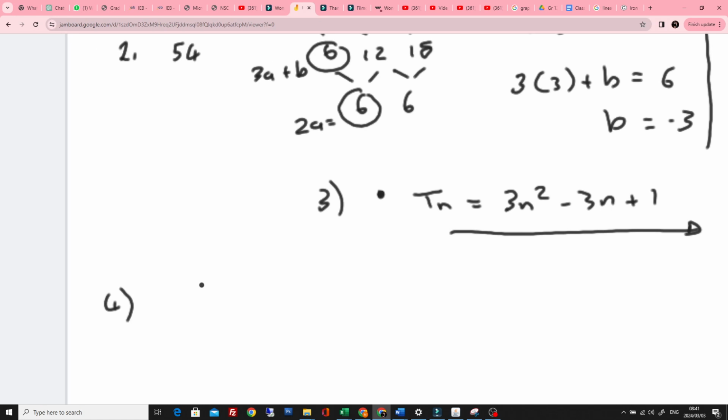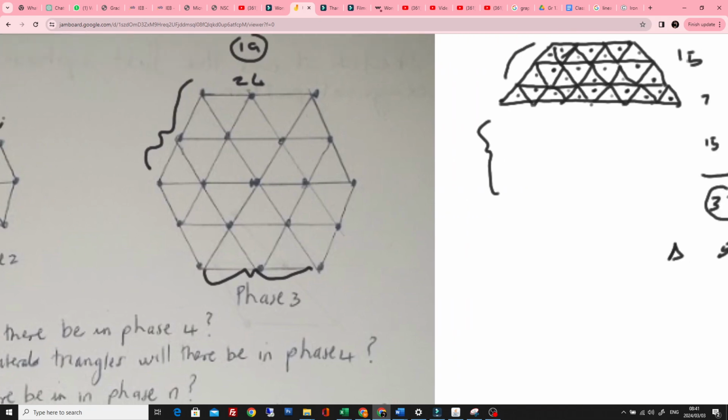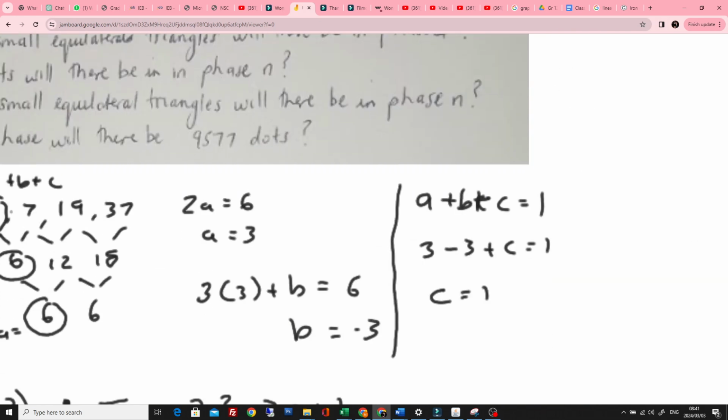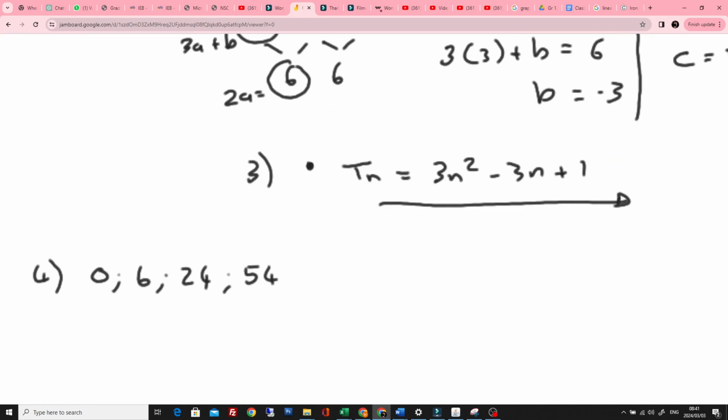The next one, number 4, asks for the general formula for the amount of triangles, how many small triangles, and we can write down our pattern, which was 0, and then 6, then 24, then what was it, 54? Is it 24, 54? Let me just check. 24, 54. Yep. So then we can look at our differences. 6 minus 0 is 6. 24 minus 6 is just 18. And the next one is just 30.